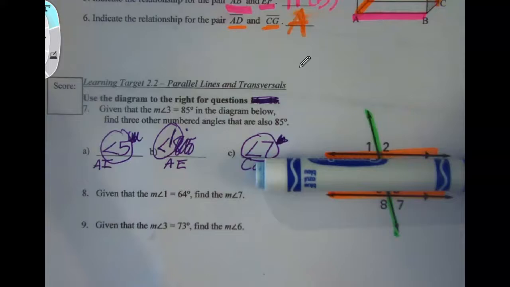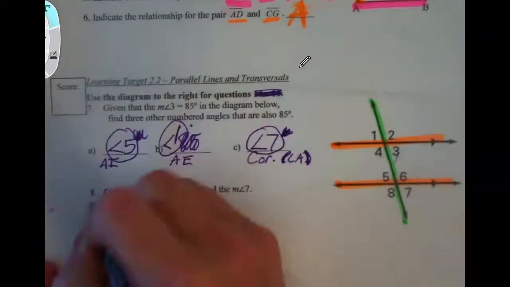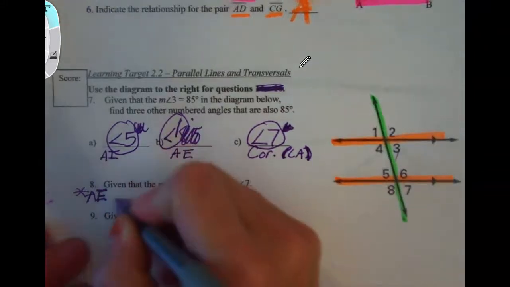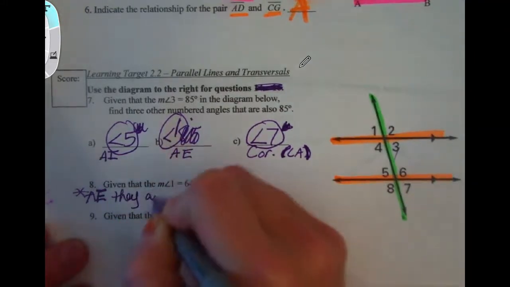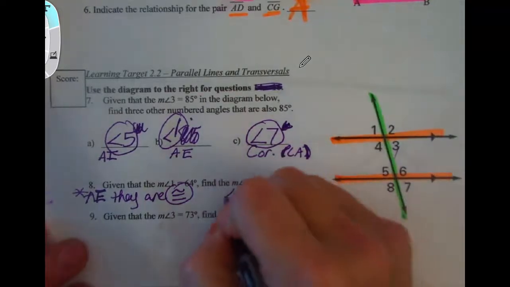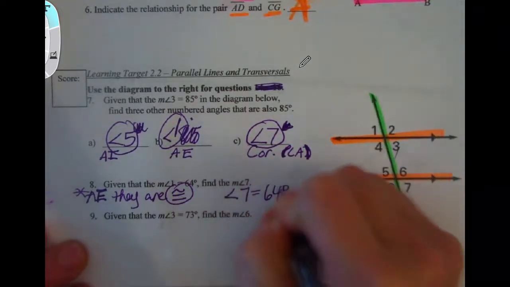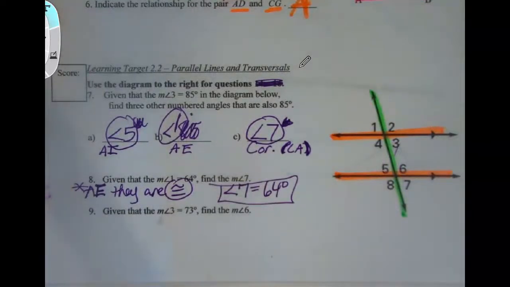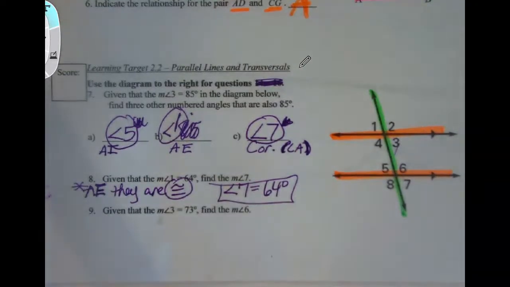So 1 and 7 are alternate exterior angles. I'm going to put that as a side note to myself because that will help me answer it. If they're alternate exterior, that means they are congruent or equal. So if 1 is 64, angle 7 is also 64. It's that easy if you know the theorems. You're just picking theorems and then going to find the measure.